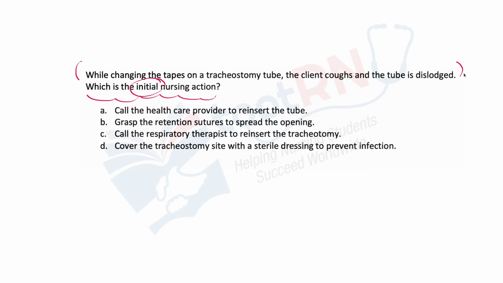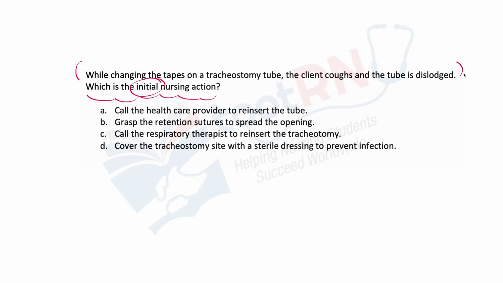So what do we got? We were changing the tapes on the tracheostomy tube, and the client coughs and the tube is dislodged. So we've lost our airway, right? That's what we're thinking. If the tube is dislodged, well, we need that in place because this is this client's airway. So we're concerned that we need to get that back in place, or we need to maintain that airway open, make sure that that trach site is patent so that this patient can still move air.